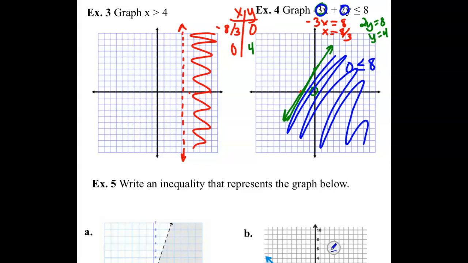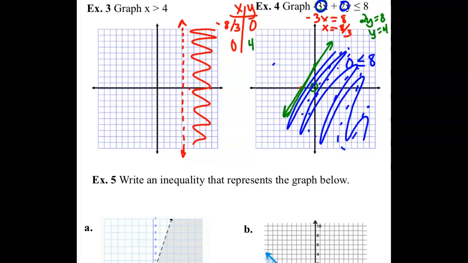If your test point doesn't work, in other words, it gives you an inequality that's not true, you don't have to test another point. If we test a point and it works, it means every spot in the same half plane where that test point is a solution. If it doesn't work, it means we need to shade all the other half plane. Does that make sense? So it's an all or nothing thing. If the point works, shade the side it's on. If it doesn't work, shade the other side.